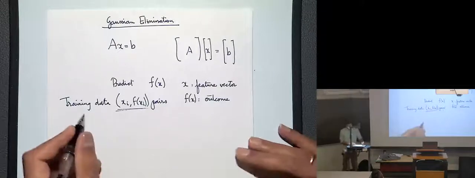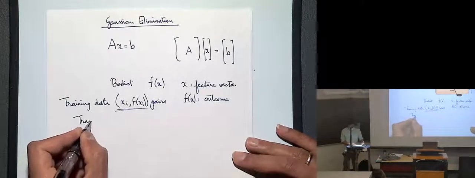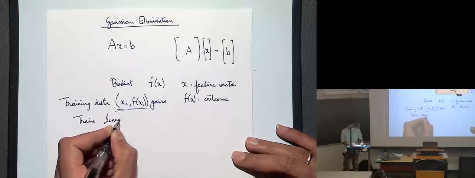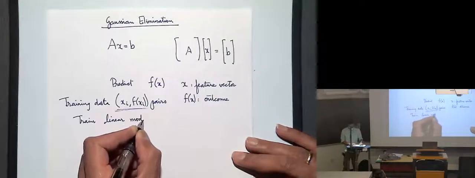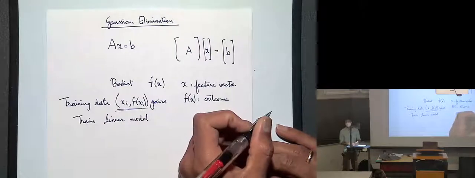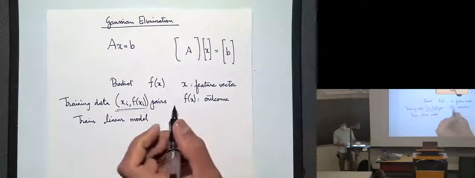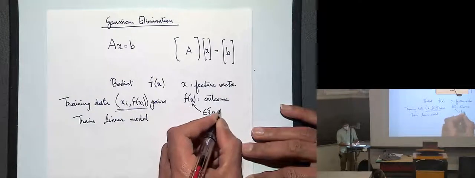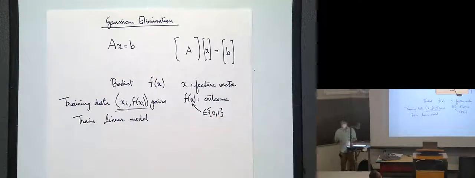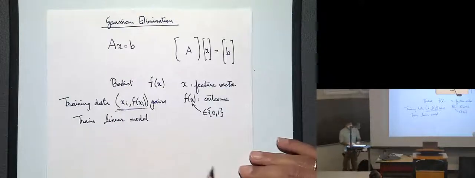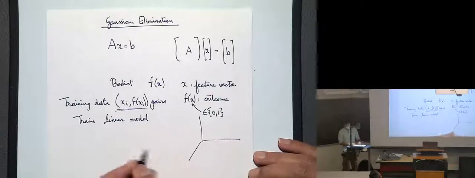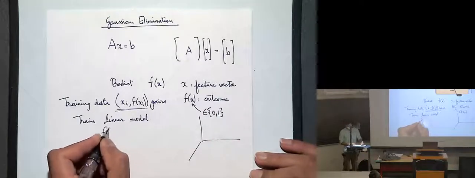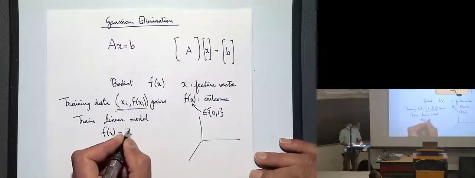And so what you could do is try to train a linear model. Often they'll even call it a linear classifier. Sometimes with classifiers, if f of x is 0 or 1, then you're classifying. Is this spam or is it not spam? So you train a linear model. What is a linear model? One way you can think of it is f of x is just a dot product of A and x.